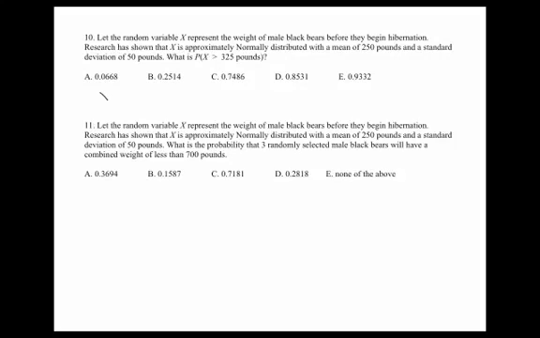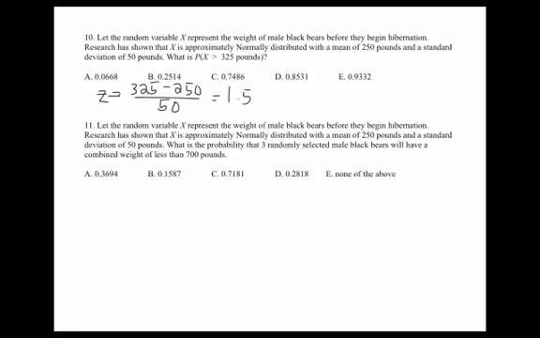My z-score is going to be the weight, or my x, which is 325, minus the mean, divided by my standard deviation, which should be 1.5.